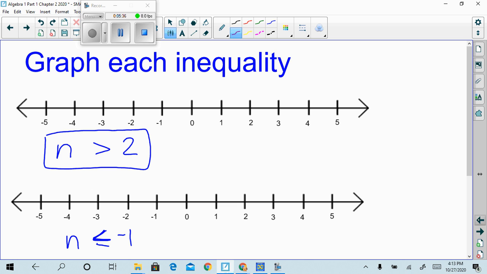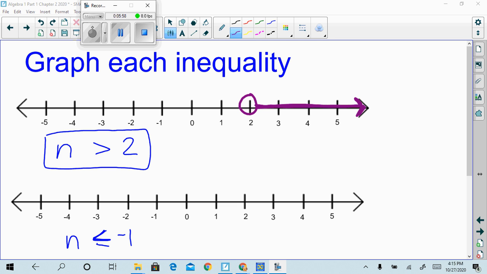Now let's go back to graphing. So again, I'm going back and forth between the two so that you get a good example of each. I start at this problem and I see that n is greater than 2. Open circle because there's no line underneath, and shading everything that is greater. Try the next one on your own.